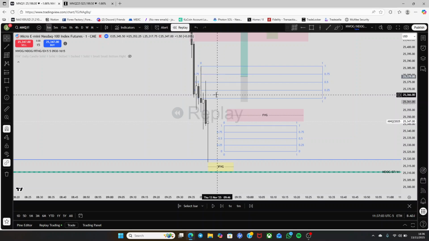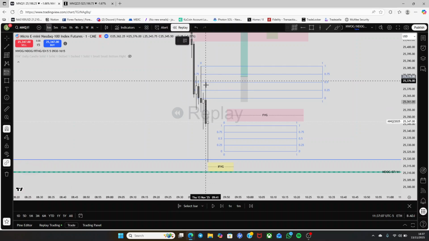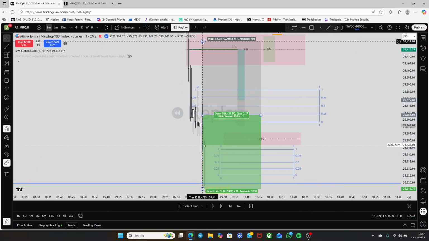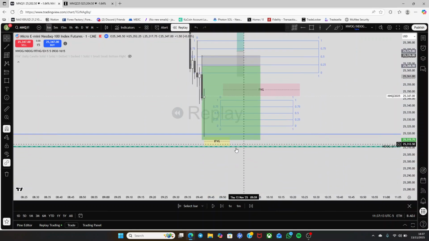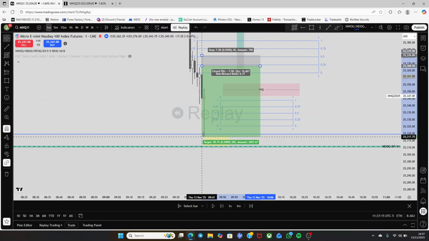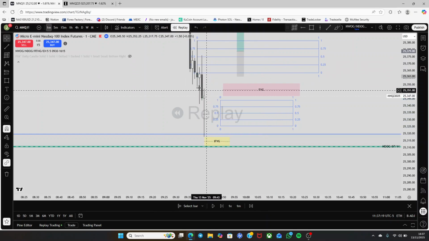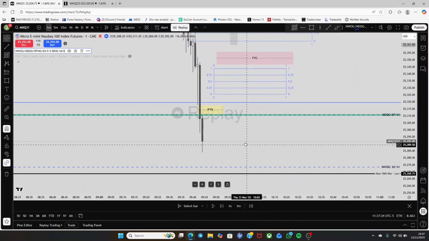Just following the algorithm. I mean that in itself could have been your entry model. Seen maybe in a seconds time frame could have been something like this. I mean, look at that. 6R. Yeah, moving on.